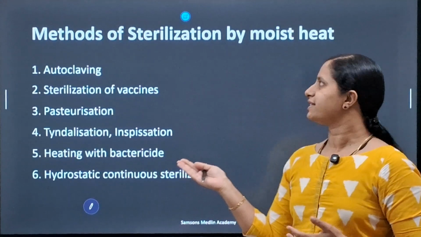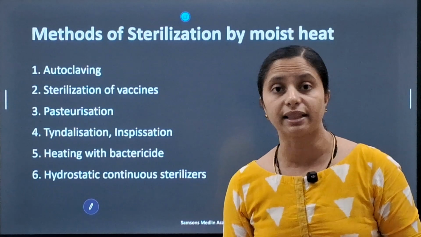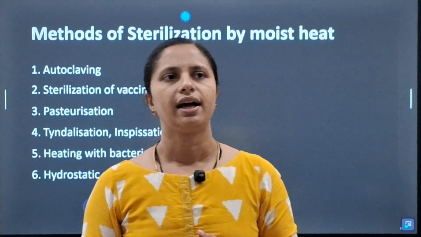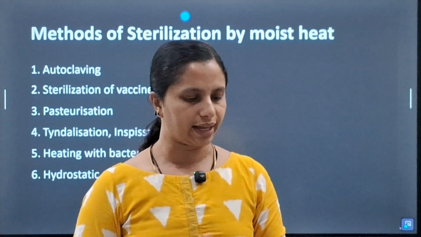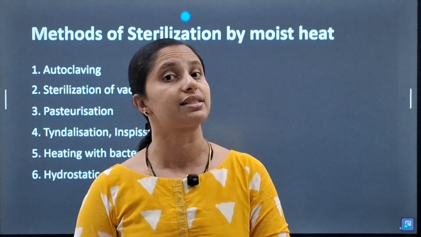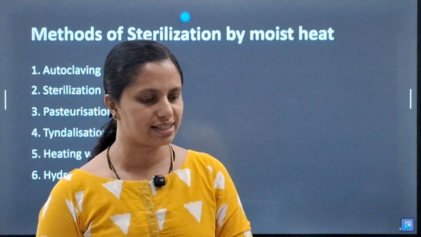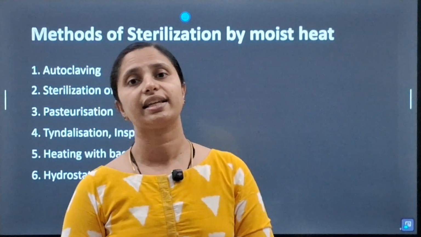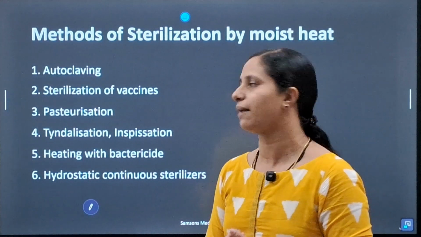So going to next section, that is the methods of sterilization by moist heat. This is also an important area. What are the different methods of moist heat sterilization? First one is familiar to all, that is autoclaving. Another method is pasteurization. It is a method used to make milk safe. Okay, then tyndallization, inspissation. They are fractional and marginal methods of moist heat sterilization. Then sterilization of vaccines. Then heating with the bactericide, that is a combination treatment, and hydrostatic continuous sterilizers used to sterilize the sample.